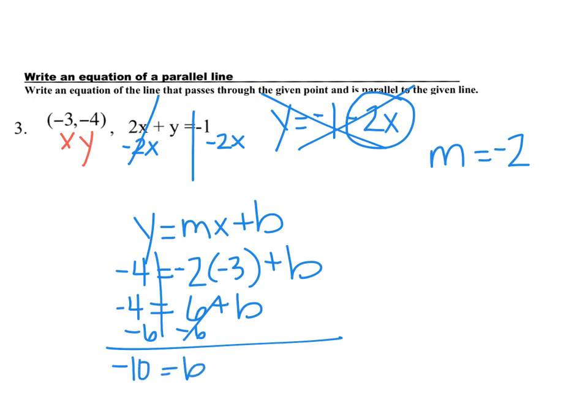So now that I have the slope and the y-intercept, I'm just going to put it all in here. Y is equal to negative 2x minus 10. So in this lesson, we took a look at writing equations for parallel lines.